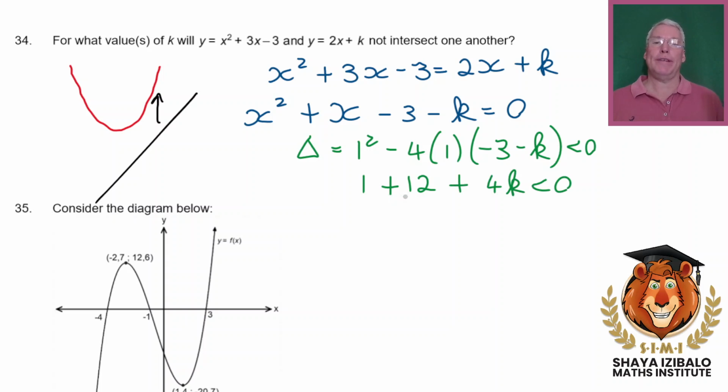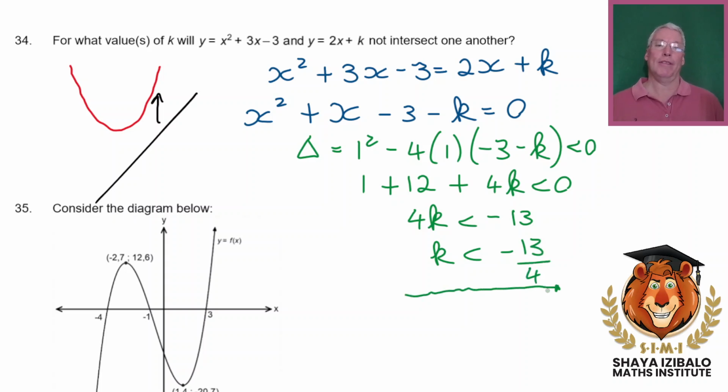We're going to subtract 13 from both sides. So we want 4k to be less than negative 13. So in fact, k must be less than negative 13 over 4. Right, what we're going to do now is have a look at a sketch of this just to confirm that answer.